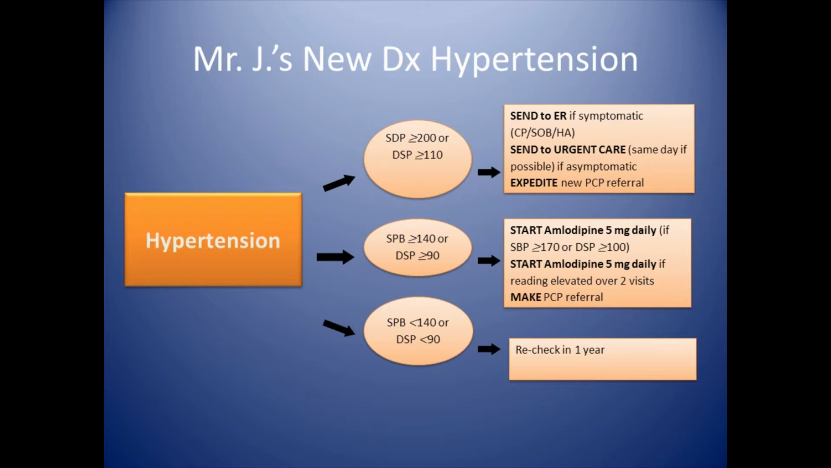we recommend the provider recheck the blood pressure and initiate amlodipine 5 milligrams daily if the reading is elevated over 2 visits. These patients also need a primary care referral. For patients with a systolic blood pressure of less than 140 or diastolic blood pressure less than 90, their blood pressure should be rechecked in a year.